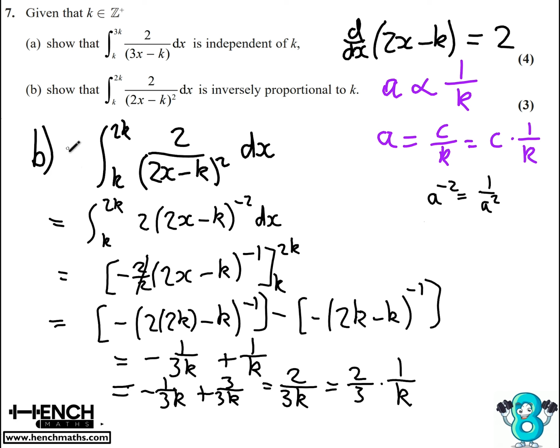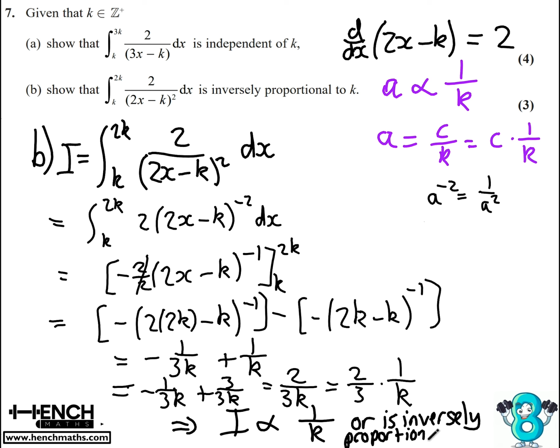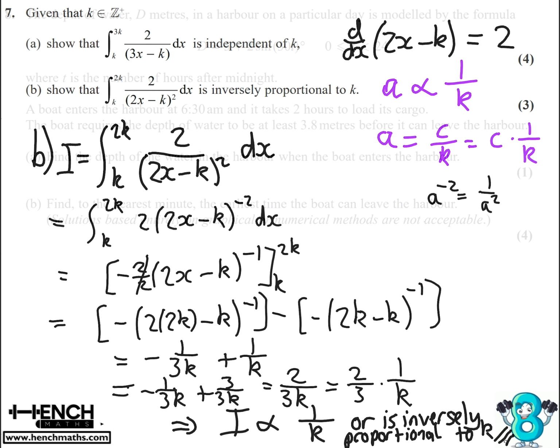So let's just write that. I'm going to call the integral I, so I can save a bit of ink. So this implies that I is proportional to 1 over k, or is inversely proportional to k. Happy day, so that's 7 marks in the bag for question 7.